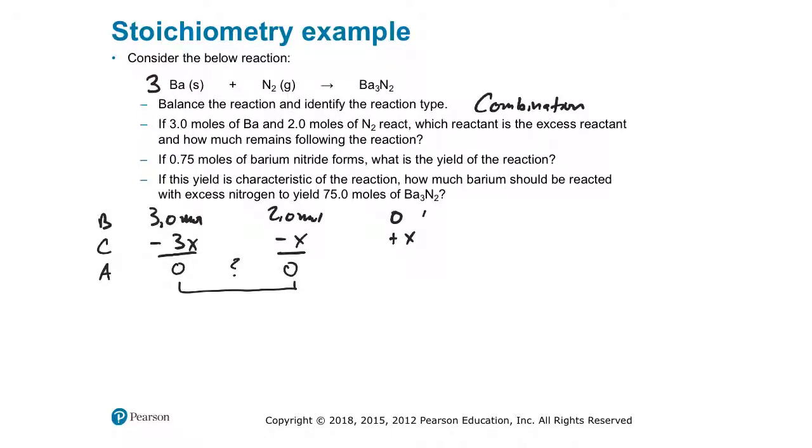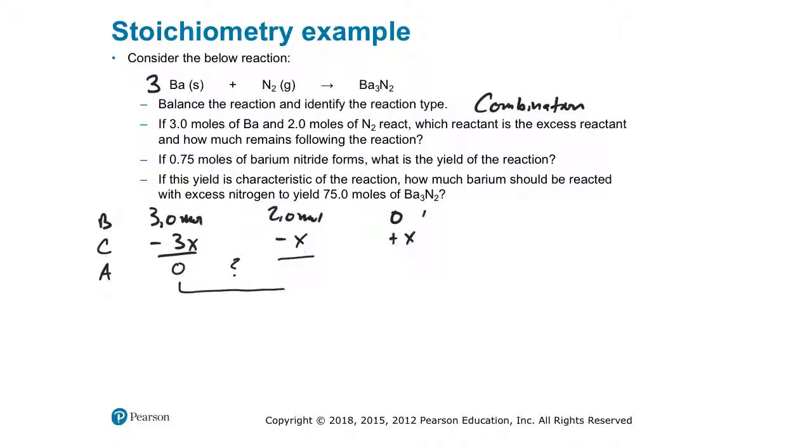And the question is, which of them is the one that goes to 0? You can think of it this way: if nitrogen goes to 0, then X would be equal to 2 moles. Then barium has to lose 3 times 2 moles from its 3 moles, and that takes barium to negative. So that means I should be left with some of the nitrogen, so nitrogen should be my excess reactant. And so barium should go down to 0.